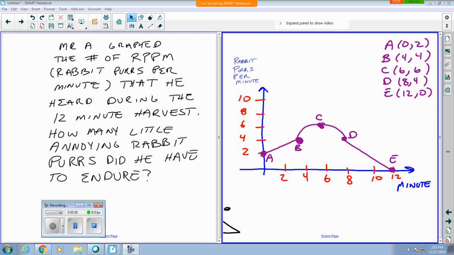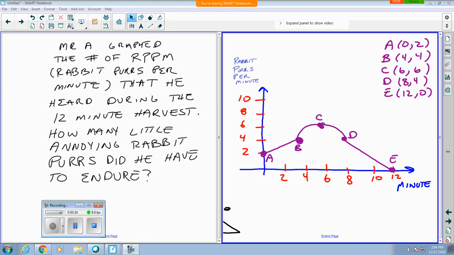Mr. A graphed the number of RPPM, rabbit purrs per minute. Some people say rabbits cluck. I think they purr. This is the number of rabbit purrs I heard during the 12-minute harvest of my rabbits. How many little annoying rabbit purrs did I have to endure?